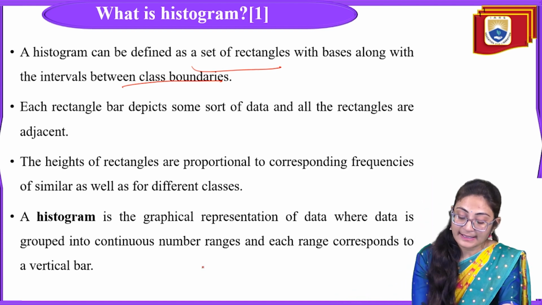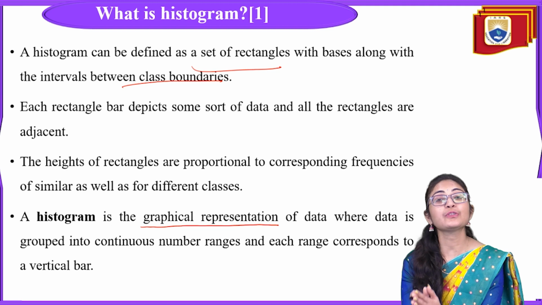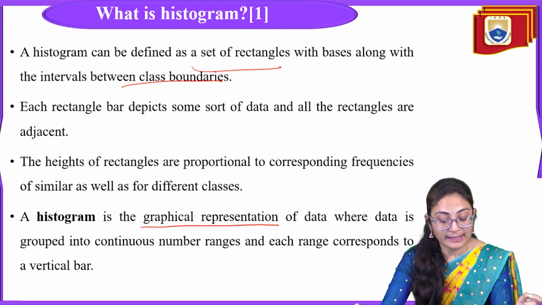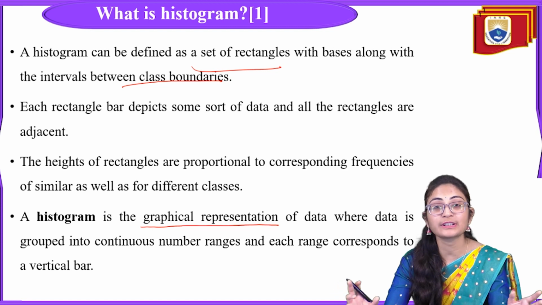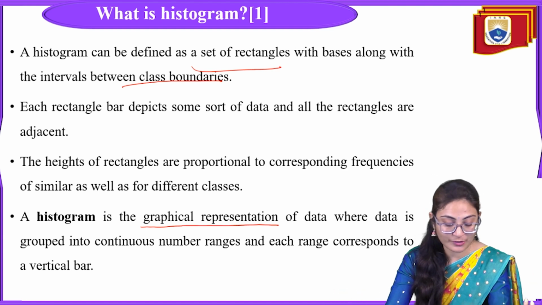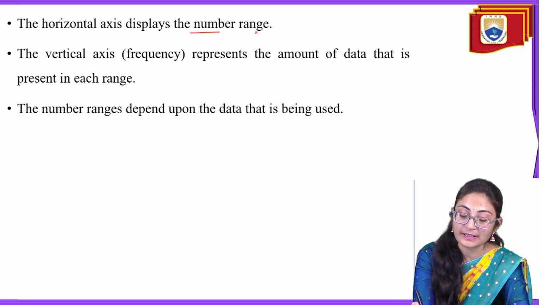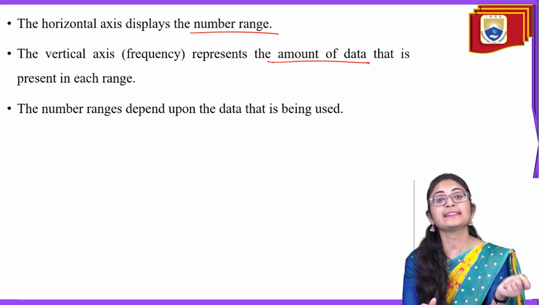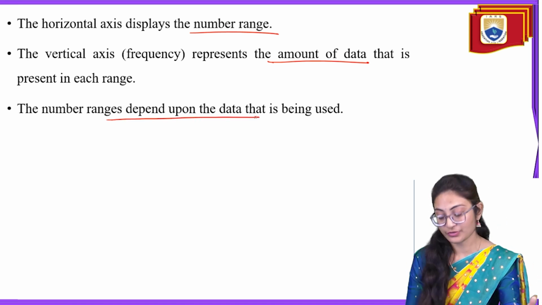The histogram is a graphical representation of data where the data is grouped into a continuous number of ranges, and each range corresponds to a vertical bar. The horizontal axis generally displays the number range, and the vertical axis represents the amount of data present in each range. The number of ranges generally depends upon the data being used.